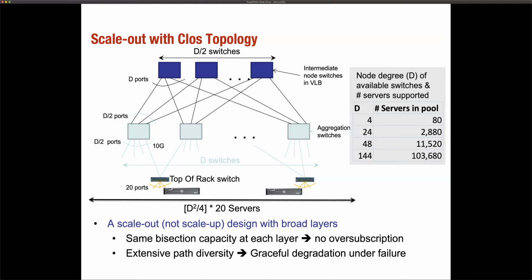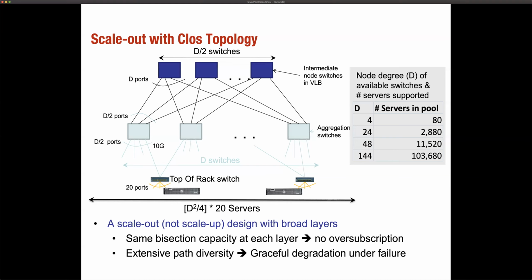Now, as we were talking earlier, there is a trend that the number of ports on a switch is increasing, and depending on how many ports you have on a switch, you can dictate the number of servers that you can have in a pool, right? If your switch has a node degree of 4, then you can afford to have 80 servers in that pool. If the node degree is 24, then you can afford to have around 3,000 servers in the pool. And if that number goes as high as 144, then you can have around 100,000 servers in the pool, right? So this was a simple topology.